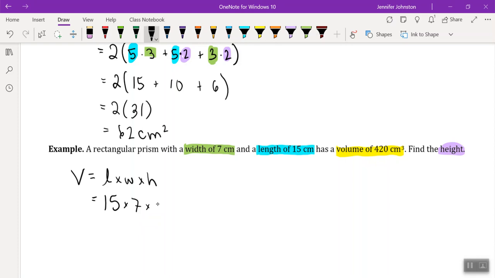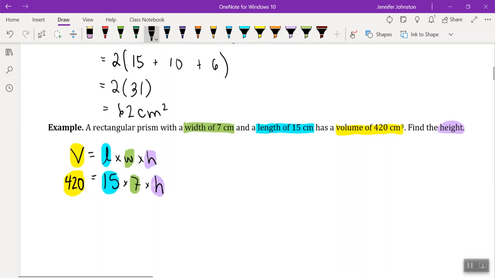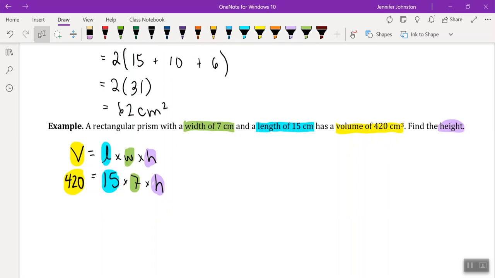But we don't know the height. It's not given, so we're just going to leave that height as an H. We know the length, and we know the width. Do we know anything else? Yeah, we know the volume. So we can throw the volume in there. I'll try to keep with all the same colors. 420. We can input it in for volume. That's completely fine.